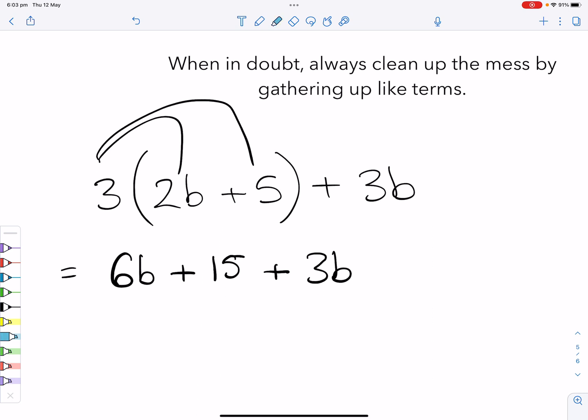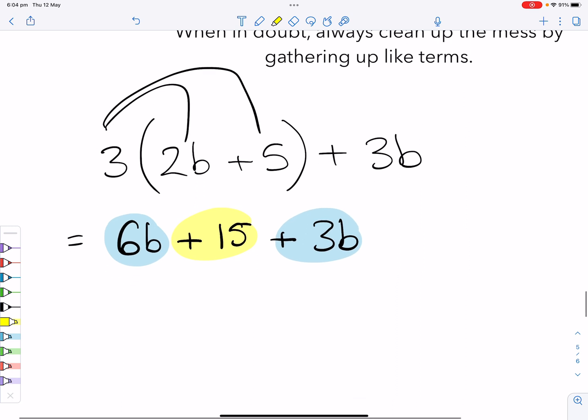Now we go looking for like terms. I can see this term here and this term here match, whereas this one has no friends at the moment. It's the only one with no letters on it. When we gather up like terms, we just sum together their coefficients, bearing in mind if there's a plus or minus sign in front of the coefficient. Here they're both positive, so positive 6 and a positive 3 makes positive 9. And then the yellow one is just left alone.